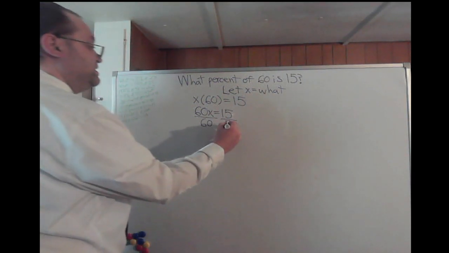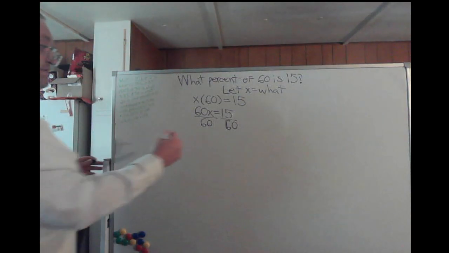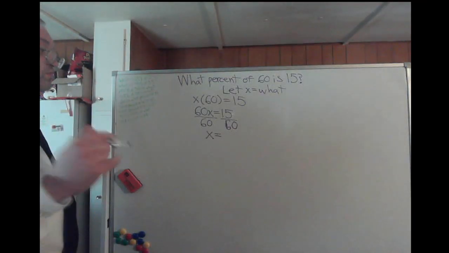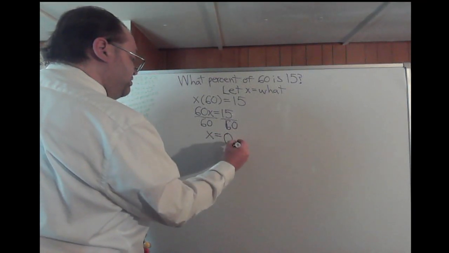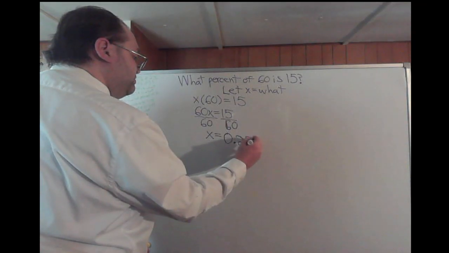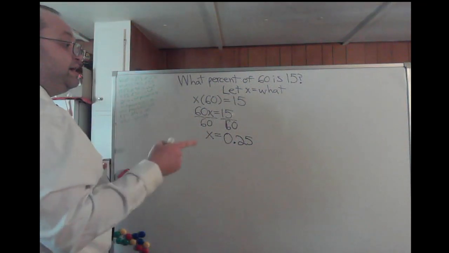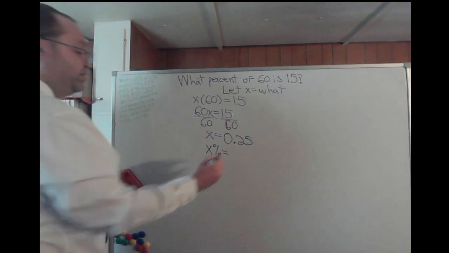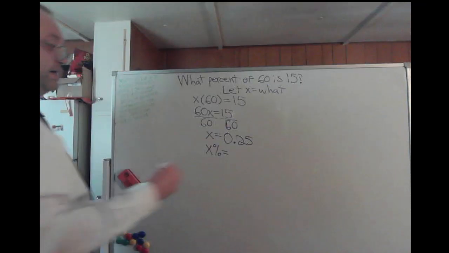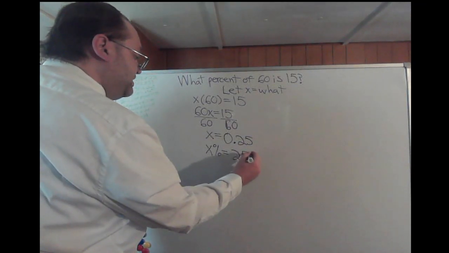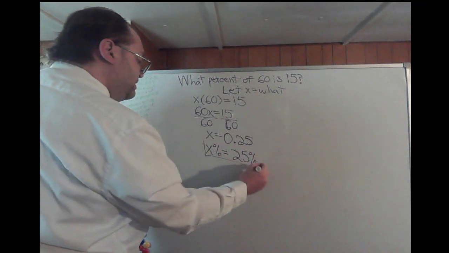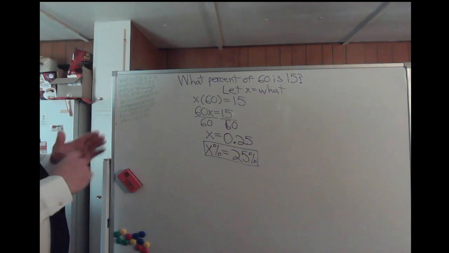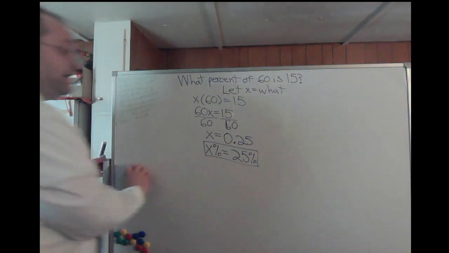Help if I knew how to write a 6, wouldn't it? Okay. So 60 divided by 60 equals 1. You'll have x is equal to 15 divided by 60, which I know is 1/4, which as a decimal is 0.25. That's just saving me time from having to use the calculator. We found the decimal form. We want to find the percent form. So x percent, all you do is take the decimal, move it 2 places to the right. X percent equals 25%. Alright, so 25% of 60 is 15. Then I've got 2 more problems.